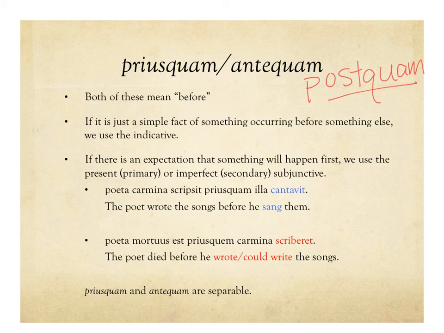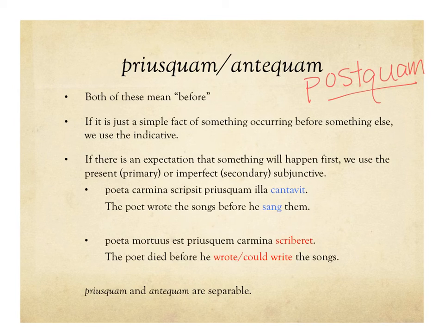But if we are saying instead in the priusquam clause that there was an expectation that something would happen first, then we use the subjunctive. We would use the present subjunctive for primary sequence, imperfect subjunctive in secondary sequence. And I've given you some examples here to try to show you the difference between the two.